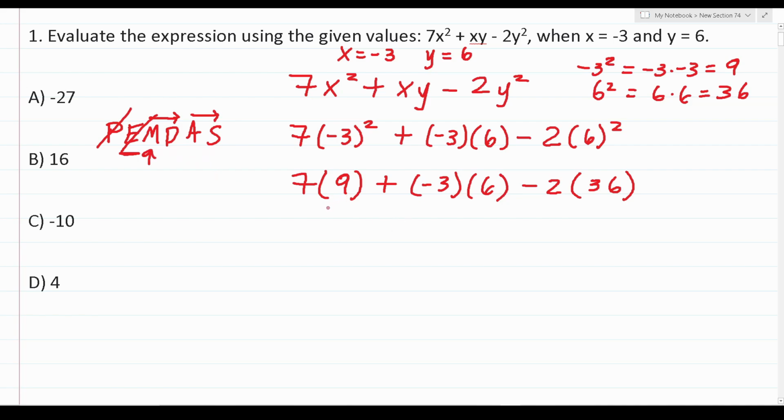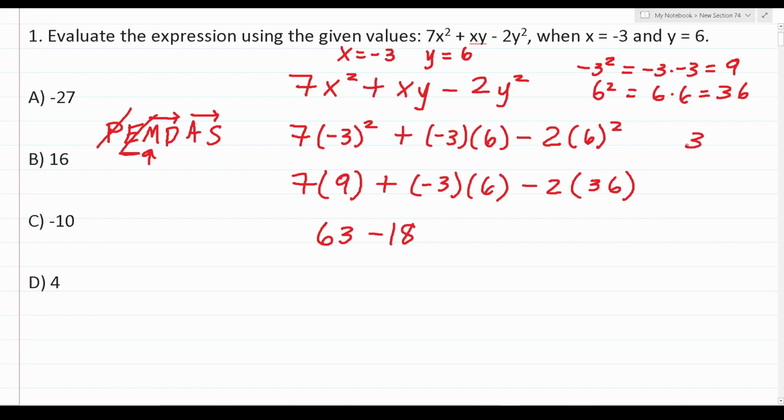So 9 times 7 is 63. So this becomes 63. And then we have negative 3 times 6. A negative times a positive is a negative, so this is minus 18. And then we have a negative times a positive.